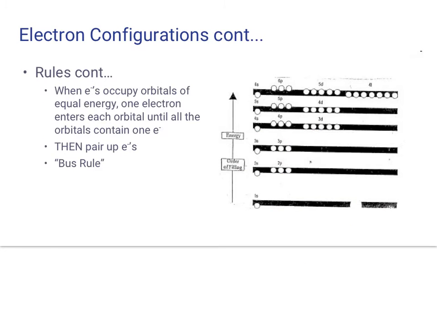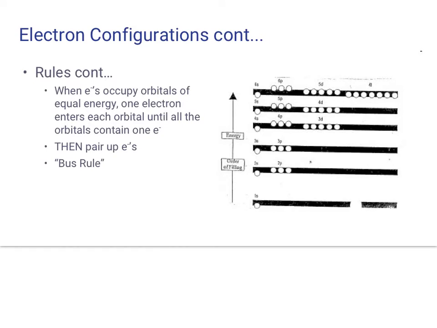Our third and final rule has to do with when electrons occupy orbitals of equal energy. One electron is going to enter each orbital until all of the orbitals contain 1 electron. At that point, the electrons will then start to pair up. Sometimes this is referred to as the bus rule, because if you were to get on a bus and you didn't know anyone, chances are you would sit in an empty seat until all of the empty seats were full with at least one person, and then people would have to start to pair up.